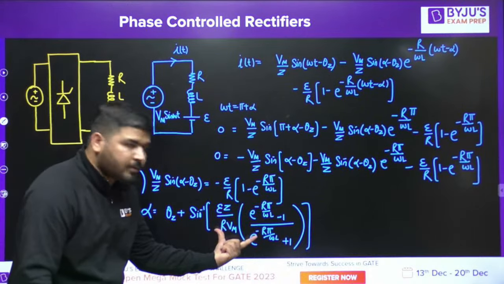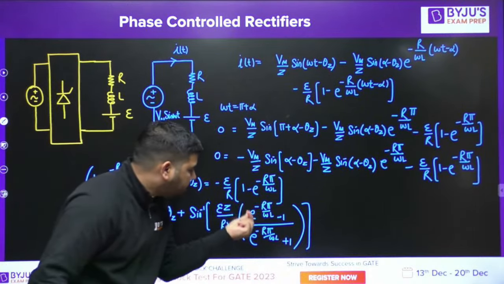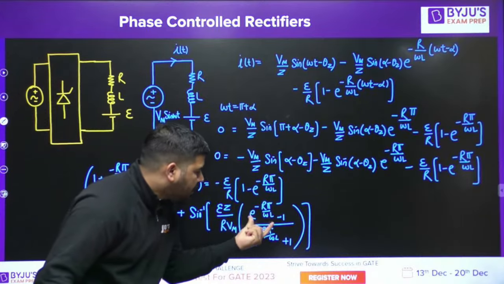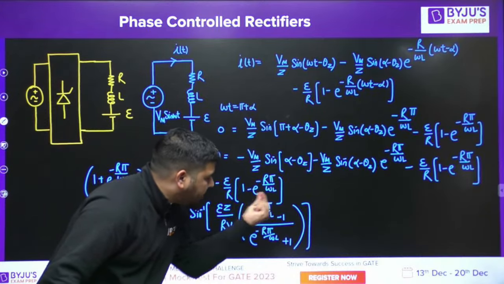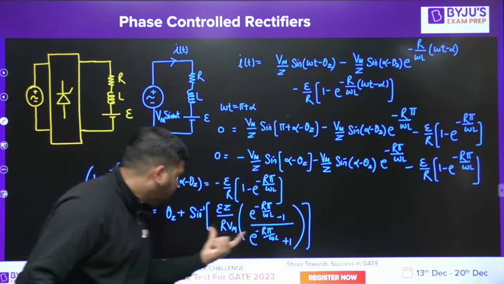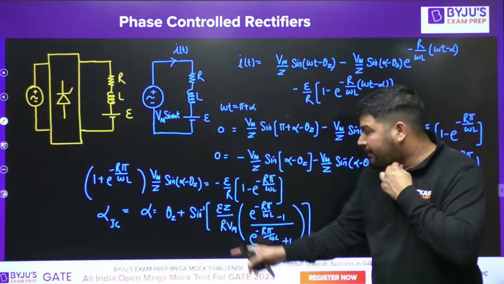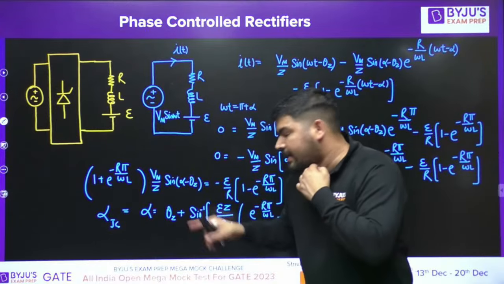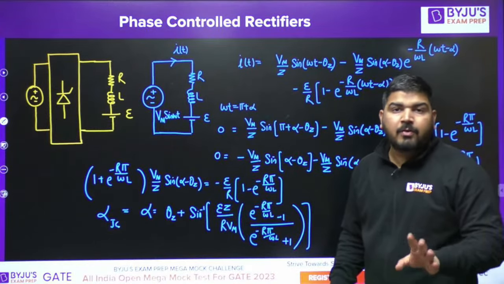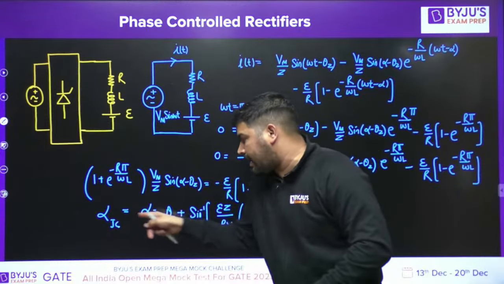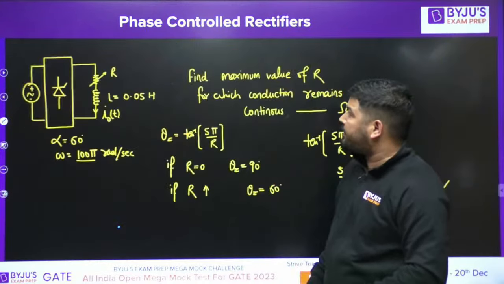Why? Because it is negative. Why is it negative? Because look, this value will be less than 1. So if it is less than 1, then the numerator will be negative. If it is negative, then you can say that alpha will be less than theta Z. So alpha JC will be less than theta Z. This time alpha JC will not be equal to theta Z like the previous case.